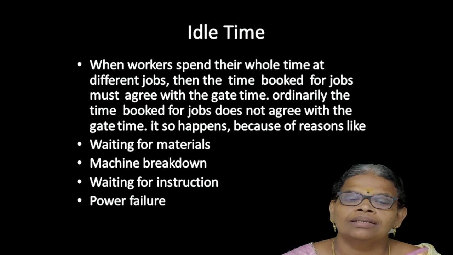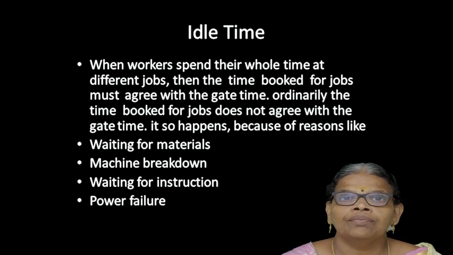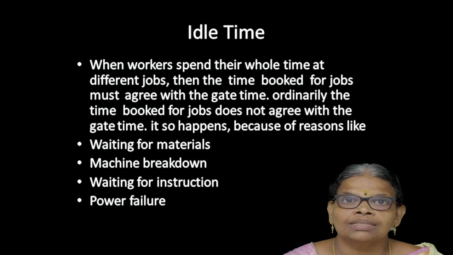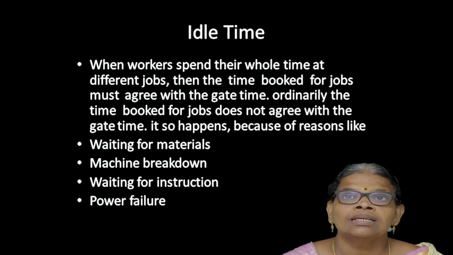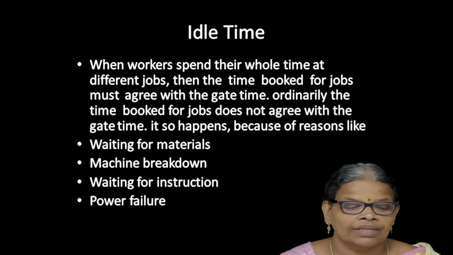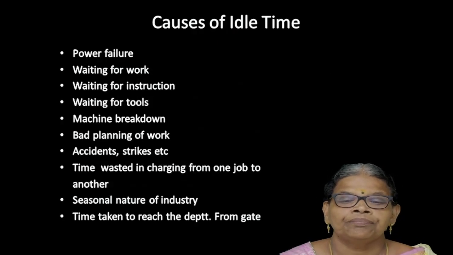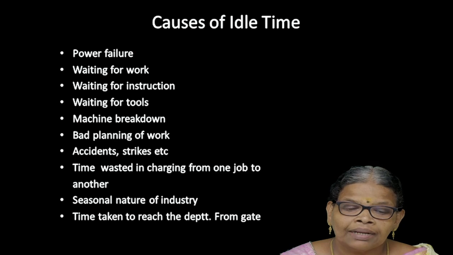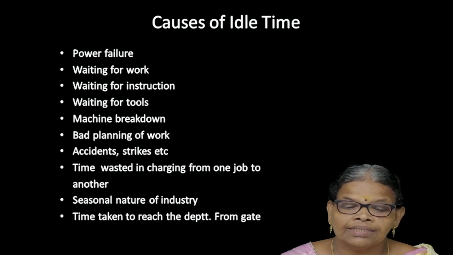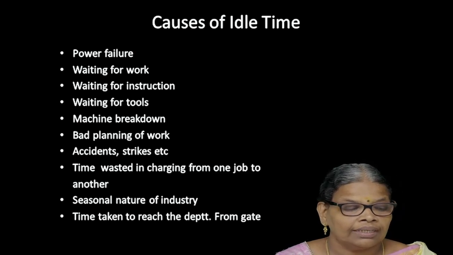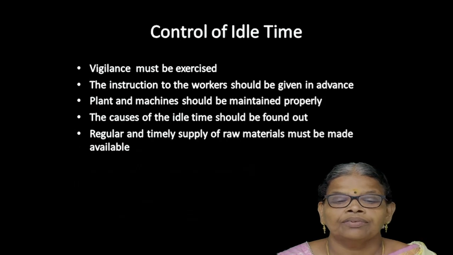So in short, idle time is when workers spend their whole time at different jobs. The time booked for a job must agree with the gate time. If it disagrees, the time is denoted as idle time. The main reasons for idle time are waiting for materials, machine breakdown, waiting for instruction, and power failure. Others are bad planning, accidents, time wasted, seasonal nature, and time taken to reach the department from the gate.